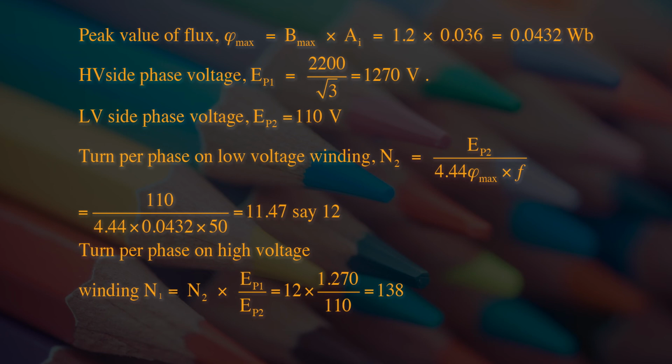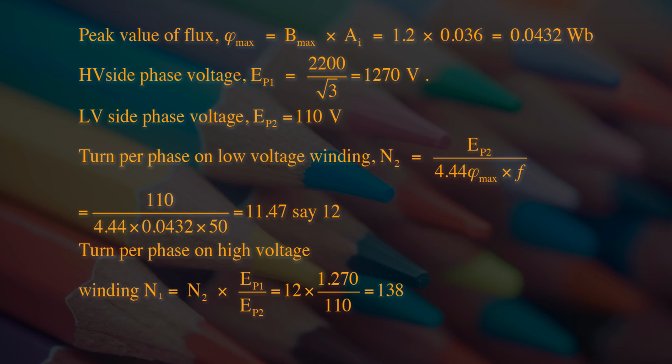So the turns per phase on the low voltage winding, denoted by N2, can be written as EP2 upon 4.44 phi max into f. The value of EP2 is 110, 4.44 is a constant term, phi max you have already calculated, that is 0.0432, and the value of frequency is 50. Putting all these values, you find the turns per phase on the low voltage winding is equal to 11.47, or you can say it is equal to 12.